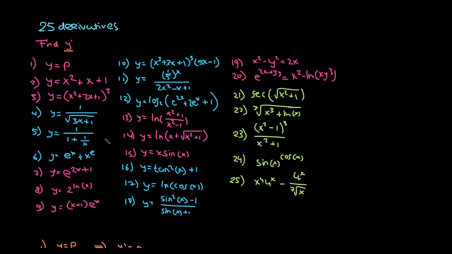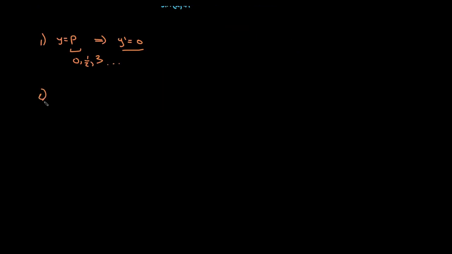Alright, the second one. That's x squared plus x plus 1. So this is just applying the power rule, right? The 2 jumps down, we get 2 times x. You can imagine a 1 jumping down in the x to the 0, that's just 1. So we'll just get a 1 here. And then this 1, that just vanishes. So that's the final answer. The derivative of y is 2x plus 1.